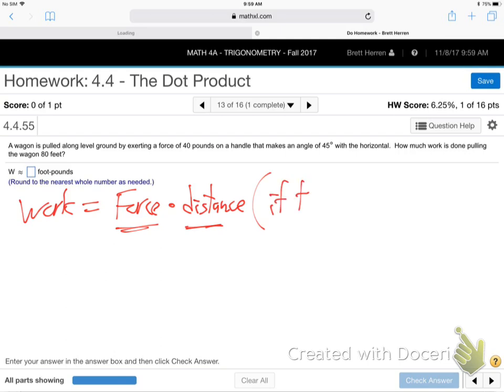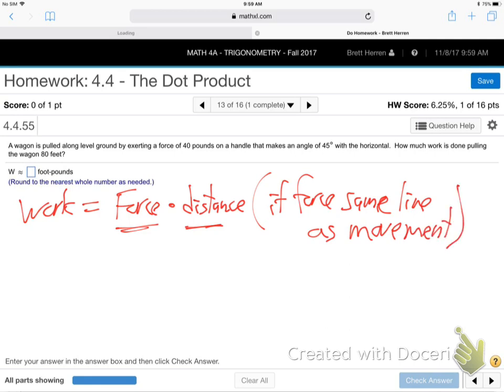I'll say if the force is in the same line as the movement. So in other words, what am I talking about? If I take this calculator, well, here, let me use my book. It'll slide more easily. So if I take this book and I slide it along the table, I just did some work. I applied some force and moved something over a distance. You could calculate how much work is done.